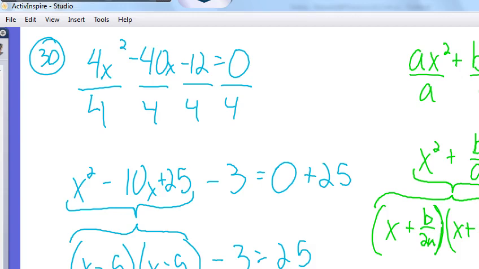When we take b over 2a and square it, what does that mean, to square a number? Multiply by itself. So if we multiply b over 2a by b over 2a, multiply straight across, what do we get in the numerator? B squared. 2a times 2a? 4a squared.